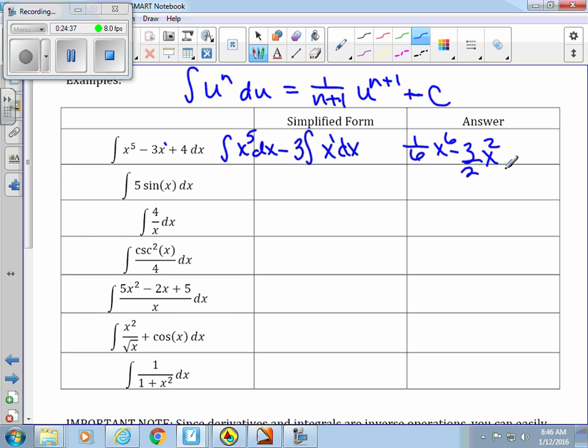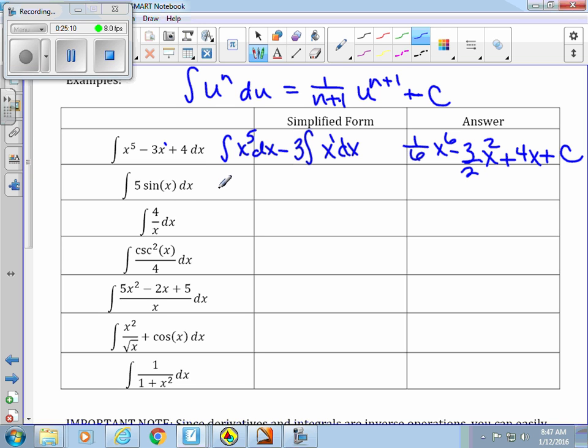What about 4? What's the antiderivative of 4? 4x. Why? Because the derivative of 4x is 4. It's weird. We're thinking backwards, but you'll get the hang of it. And then I'm always going to put a plus c. Yes, absolutely. Like I said, it's even hard for me to write that down. My brain does not want to write that, but it's new.